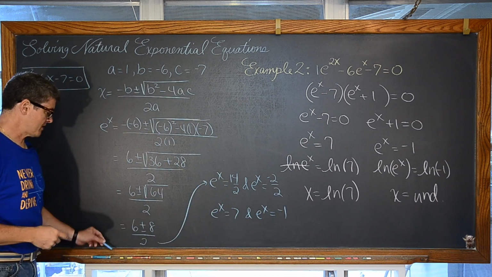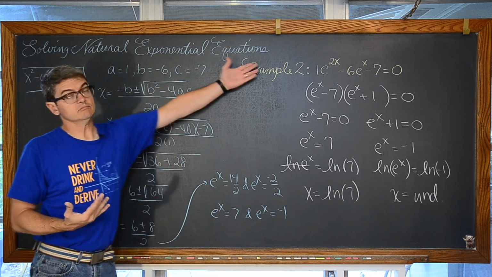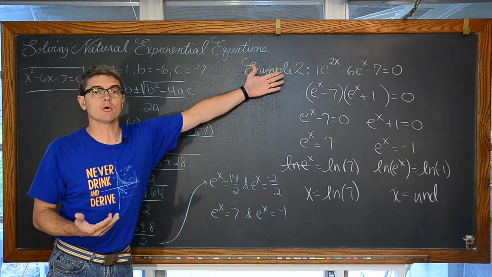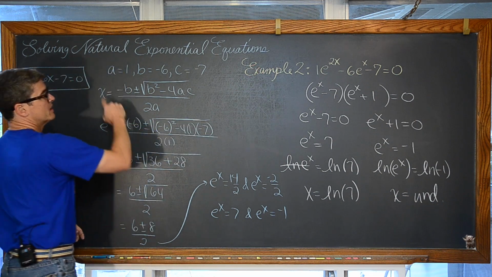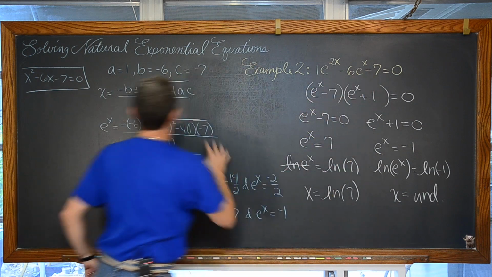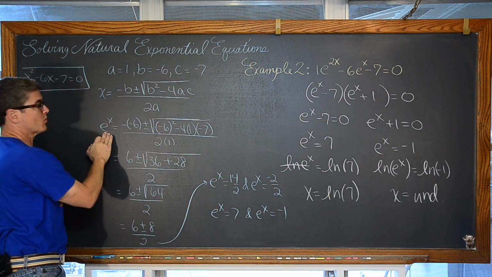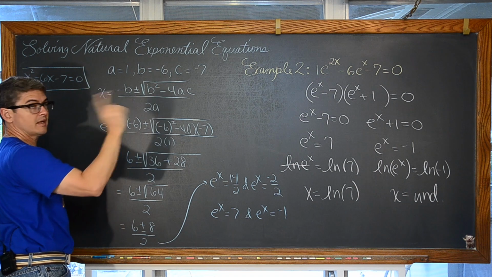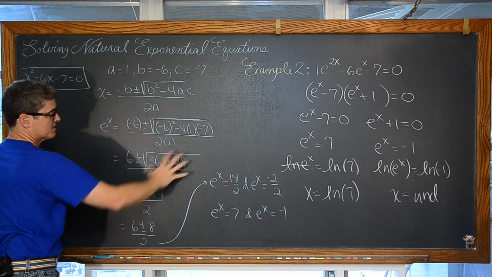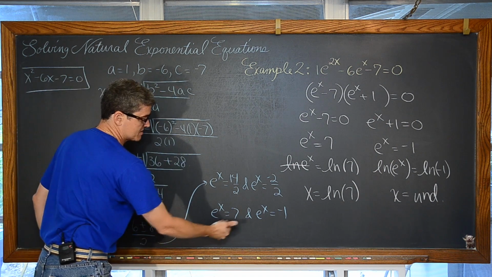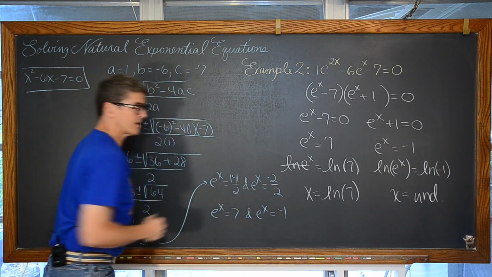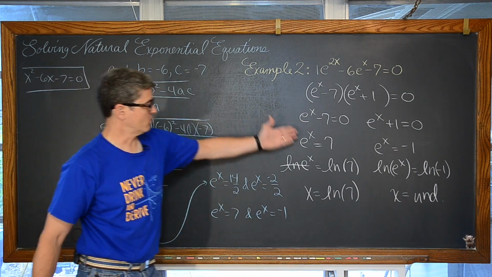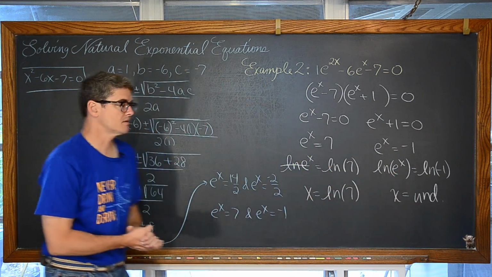I just wanted to show you that because not every problem like this in your homework is probably going to be factorable. So again, a, b, c, plugging into the quadratic formula, of course e to the x, not x, because of that base. Working this out, you can see that we ended up at the same place: e to the x is equal to 7, e to the x is equal to negative 1, and we're going to finish that up and get, of course, the same answers.